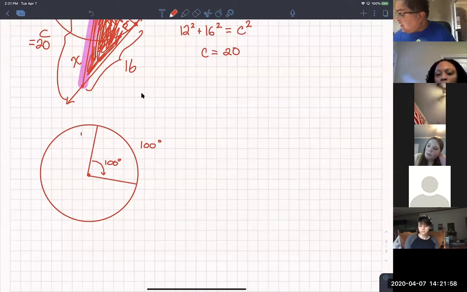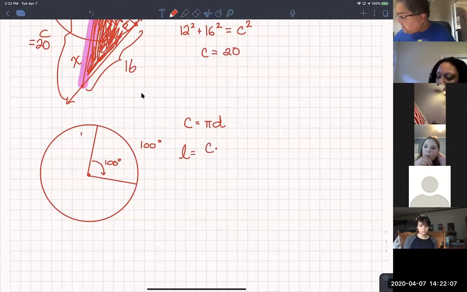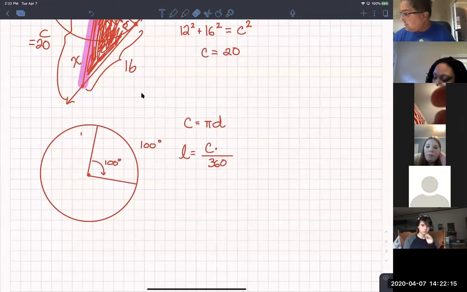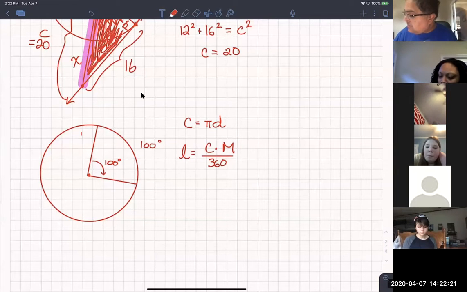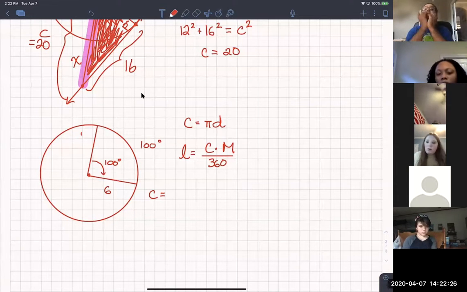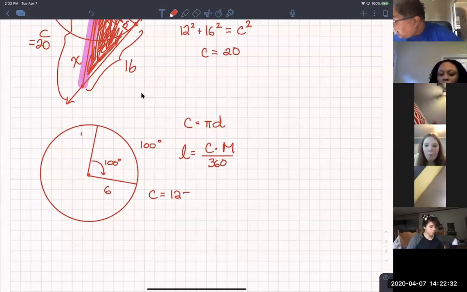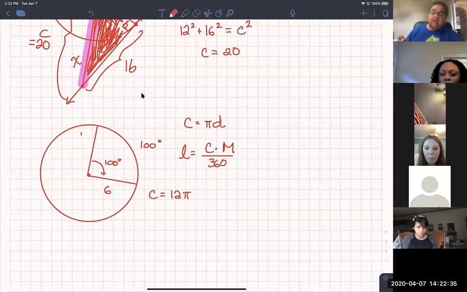So a couple of formulas that you need to know. Circumference formula, remember, is pi times diameter. Arc length is the circumference times the arc measure divided by 360. So if I had a circle whose radius is 6, what would the circumference be? 12 pi, okay? Because remember, if the radius is 6, the diameter is double that, so it is 12.